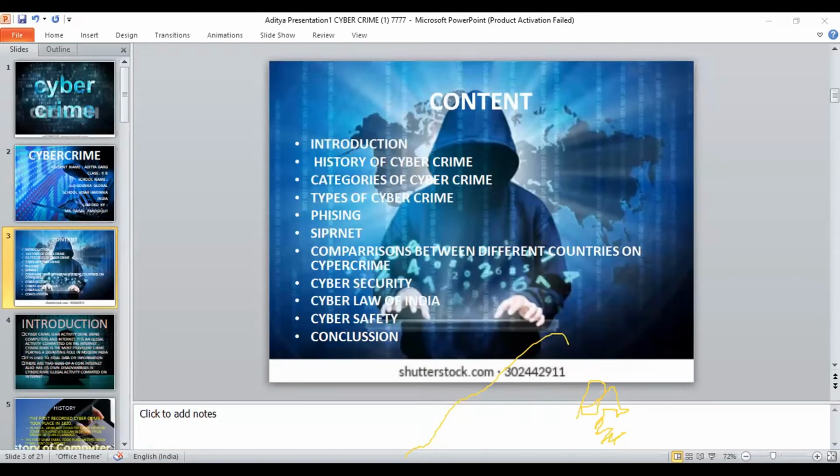Now I will tell the cyber law of India. In India, cyber laws are covered under the Information Technology Act 2000, which came into force on 17 October 2000. The main purpose of the act is to provide legal recognition to IT and electronic commerce, and to facilitate filing of electronic records with the government.